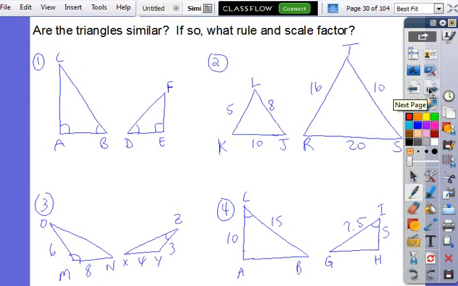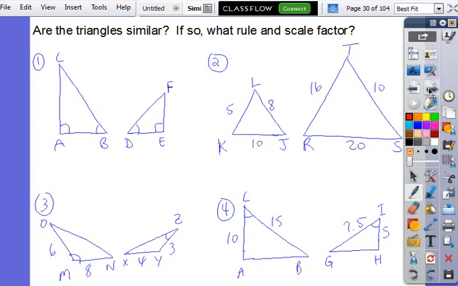All right. Number one, is it similar or not? Yes. Angle-angle. I got two pairs of angles, it works. This one, yes. We don't know, you got to check it. I'm going to go second over first. 10 over 5, that's 2. 16 over 8, that's 2. 20 over 10, that's 2. That means it works by side-side-side.